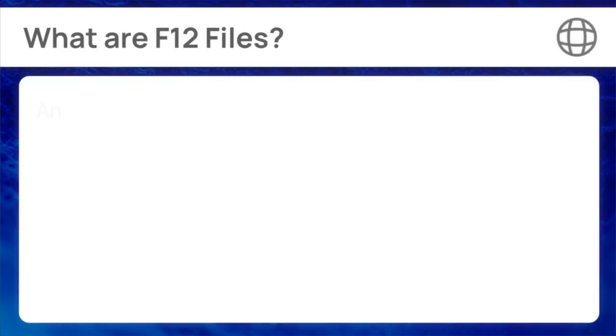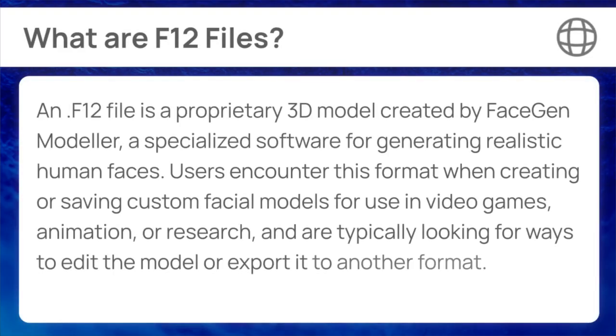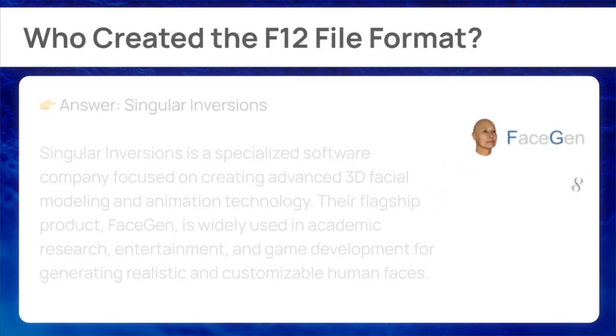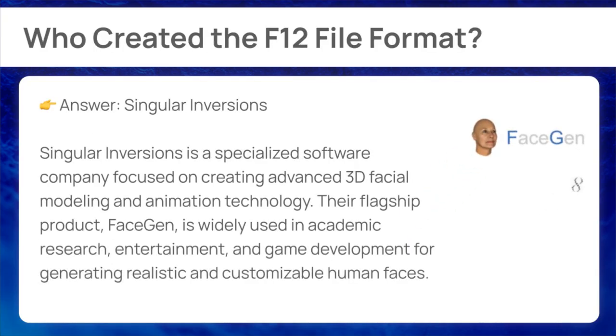An F12 file is a proprietary 3D model created by FaceGen Modeller, a specialized software for generating realistic human faces. Users encounter this format when creating or saving custom facial models for use in video games, animation, or research, and are typically looking for ways to edit the model or export it to another format.